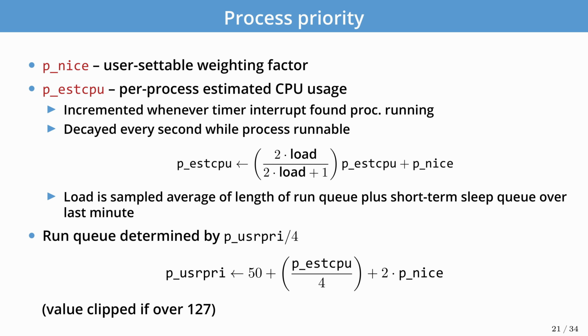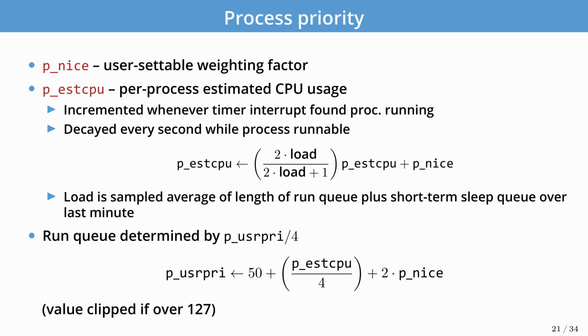The first is the nice value. This is a user settable waiting factor. It's the user settable priority for the process. If you want to make a program run more, you can lower its priority by giving a negative nice value. And if you want to run less, if you want to lower it, you can decrease its priority by making the number larger or more positive.